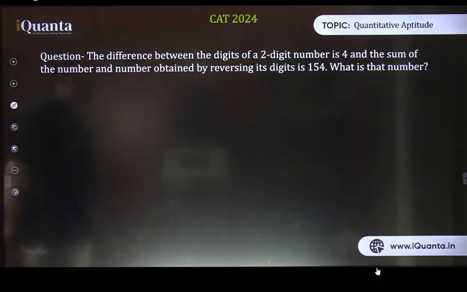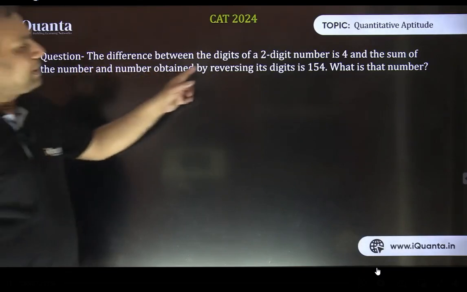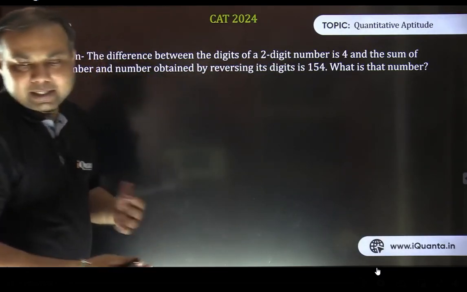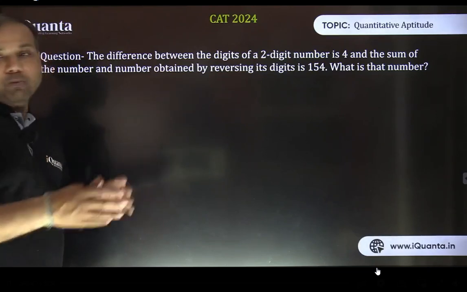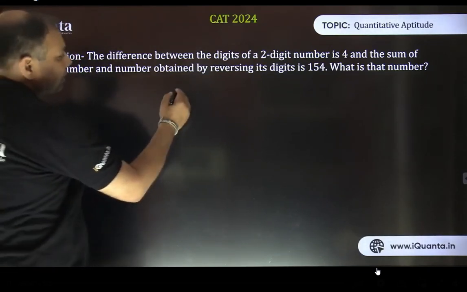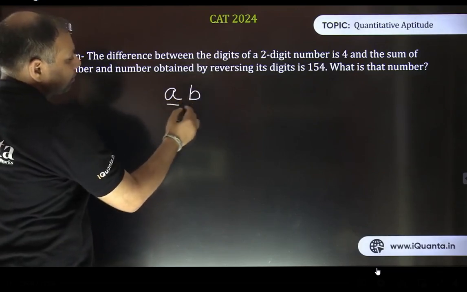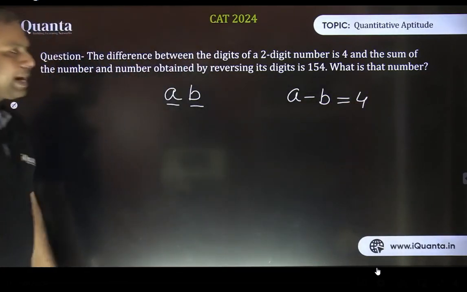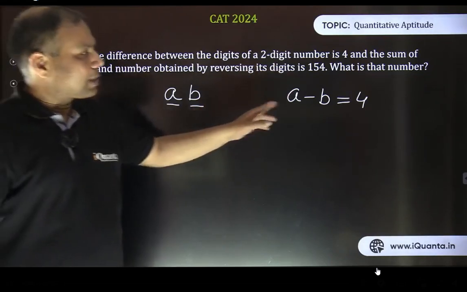It's exactly the similar thing which we were discussing last. The difference between the digits of a 2-digit number is 4. So the 2 digits A and B, the difference is 4. Which one is greater and which is smaller is not known to us, but anyhow, one is 4 more than the other. If I write the 2-digit number as AB, I can assume A minus B equals 4. It can be the other way around also, we can see it later, but right now let's assume A minus B equals 4.